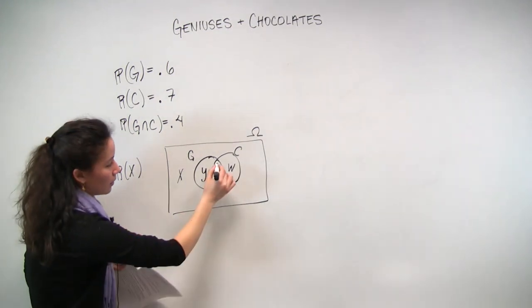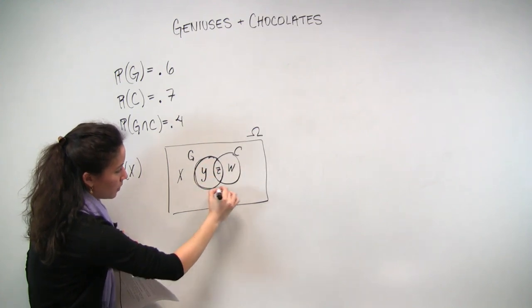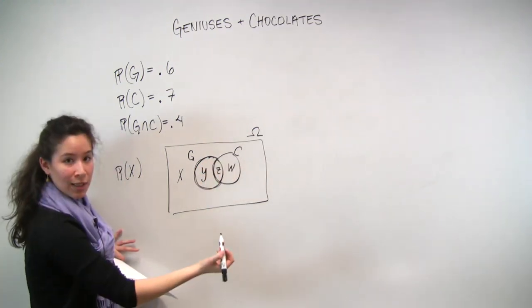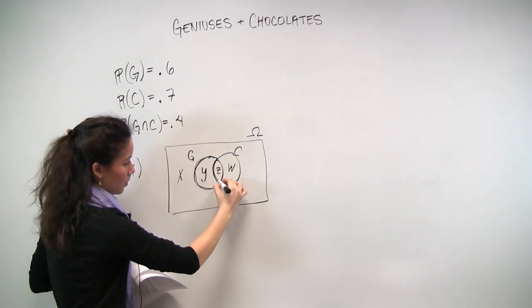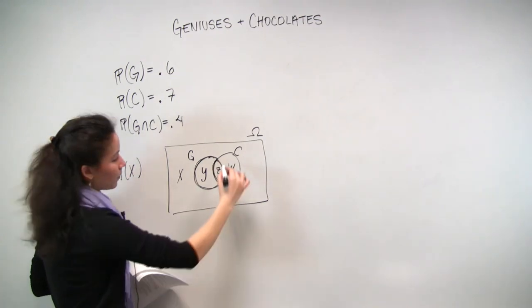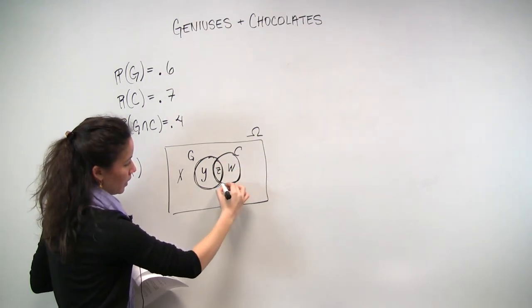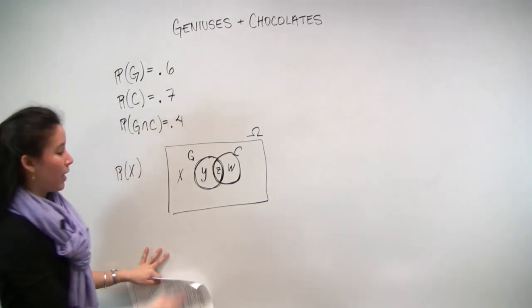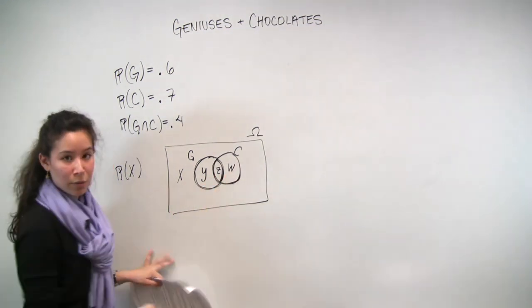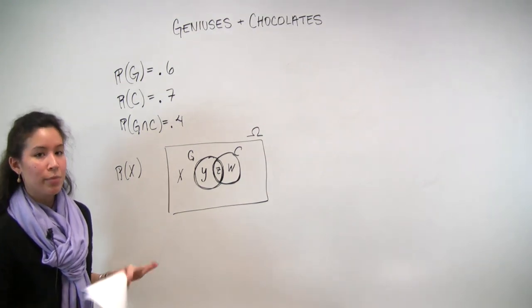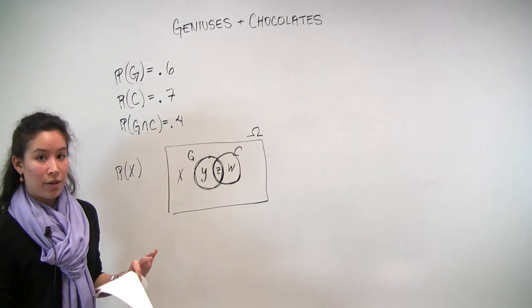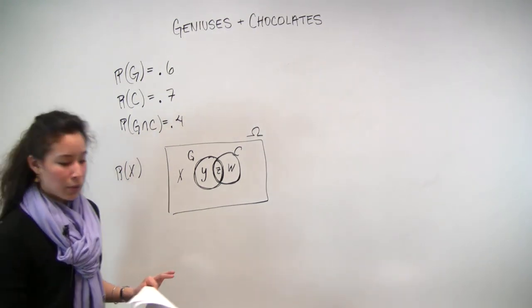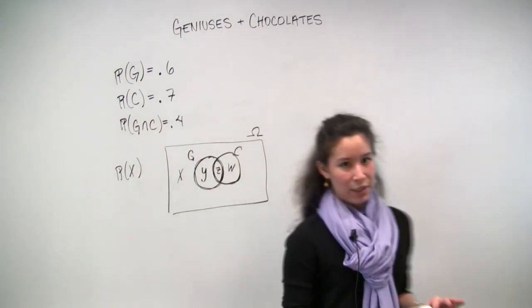So Y, I'm using to refer to this crescent moon shape. Z, I'm using to refer to this teardrop, and W, I'm using to refer to this shape. So hopefully you agree that X, Y, Z, and W form a partition because they don't overlap, so they're disjoint, and together they form omega. So now we're ready to do some computation.